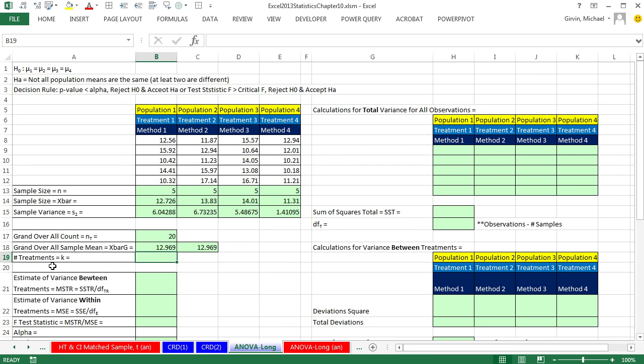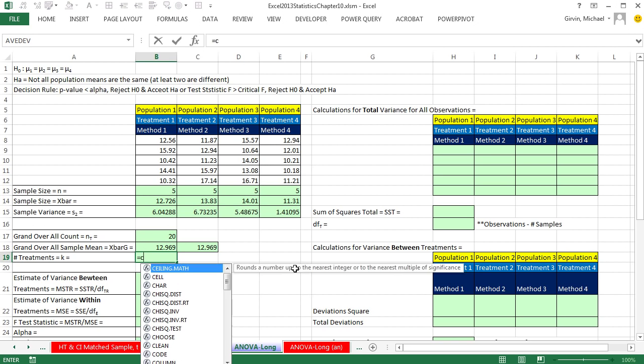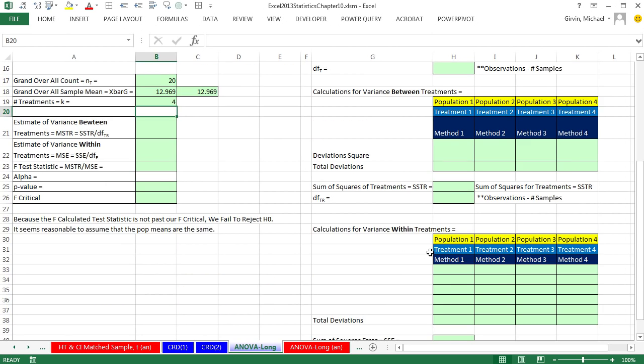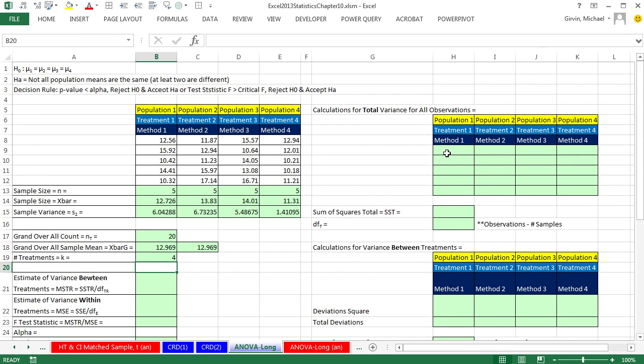Now we have to count our treatments because we're going to use that in part of our calculations. 1, 2, 3, 4. I'm going to use equals count because I want to count text, method 1 all the way to method 4. That'll give us 4. And Enter. Now the calculation for total variance, that's going to be one of the calculations we're going to have to do. Then we're going to do between the treatments, between these, and then we're going to do within each treatment. But let's do overall first.